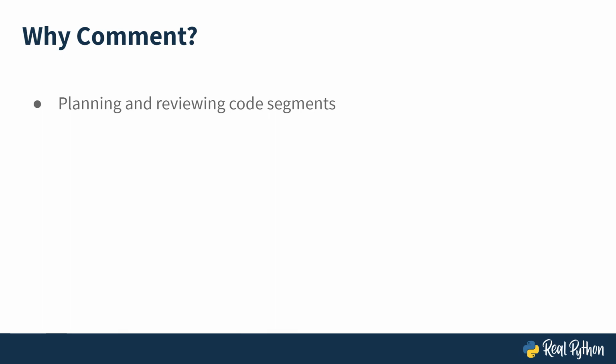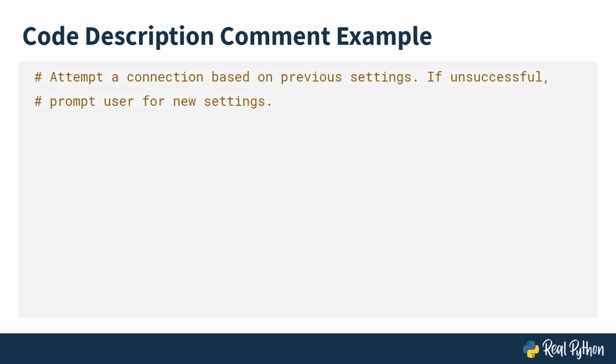Code description, explaining the intent of specific sections of code. Again, see an example just here. So, attempt a connection based on previous settings. If unsuccessful, prompt user for new settings. Short, sweet, to the point.